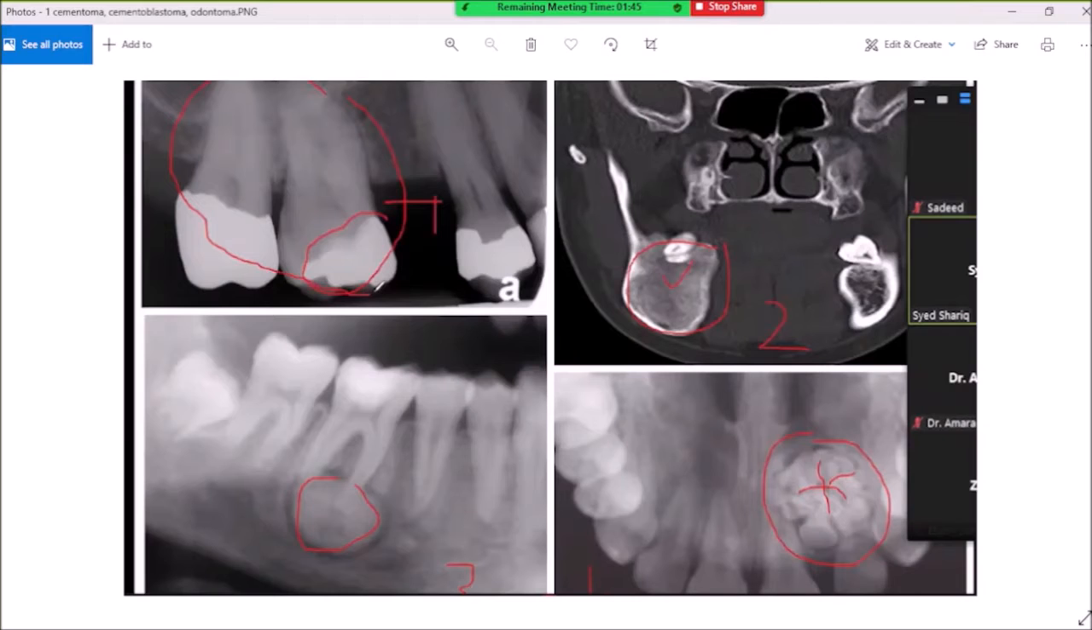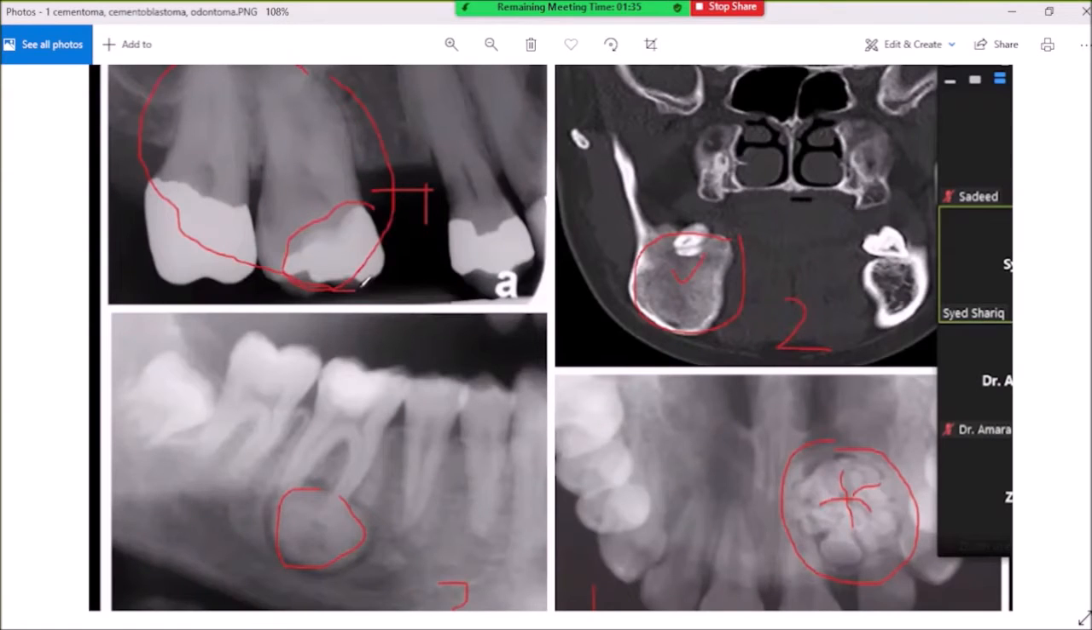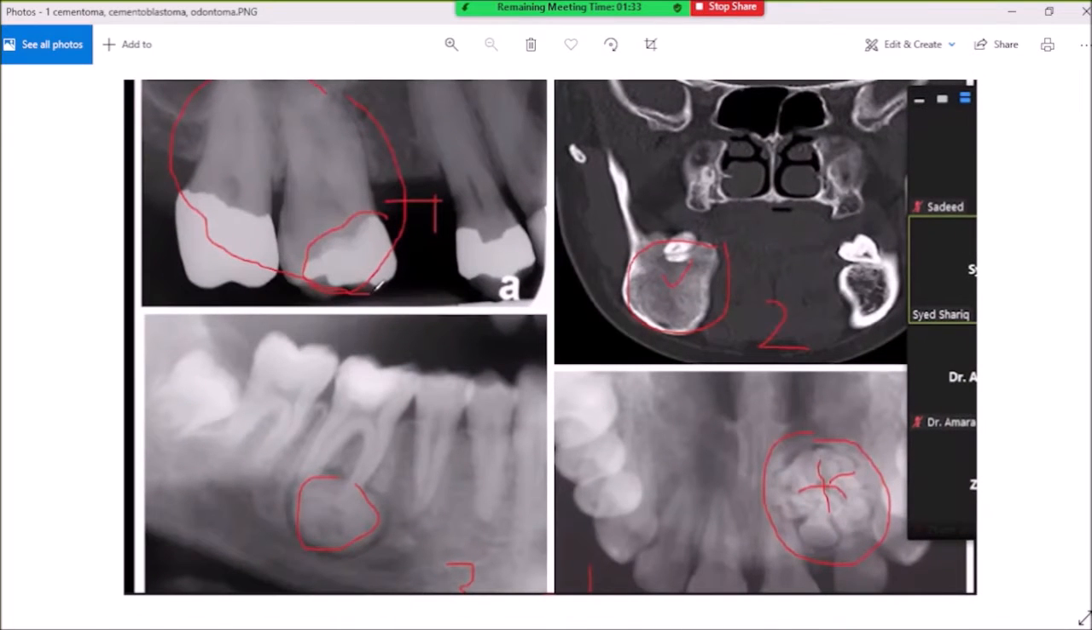This cementoblastoma, the other cementoblastoma, and this is odontoma. This cementoblastoma is a mixture of all the components, fat, tooth, etc. This is cementoma, and these are odontoma. Odontoma is the base. Cementoma, odontoma, and cementoblastoma.